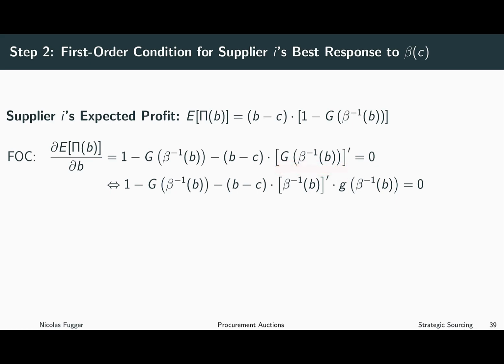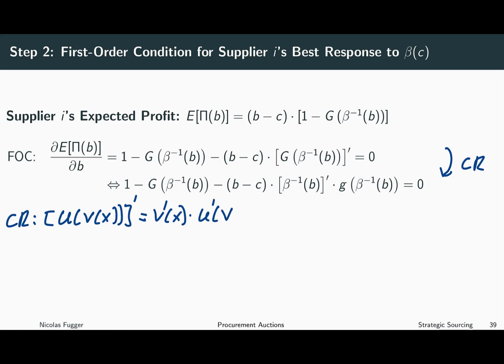Okay, and to do so, we need to apply the chain rule. What does the chain rule say? The chain rule says that the derivative of u of v of x is given by v prime of x times u prime of v of x.